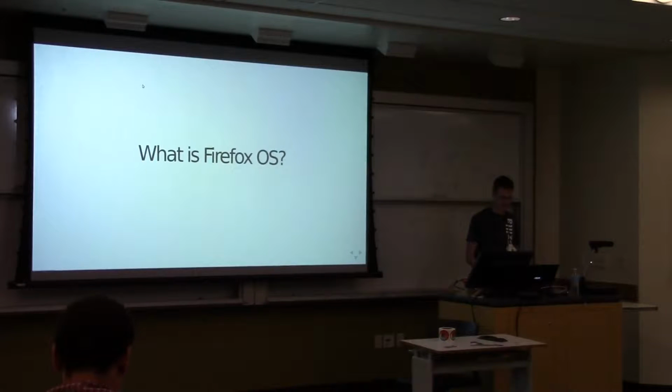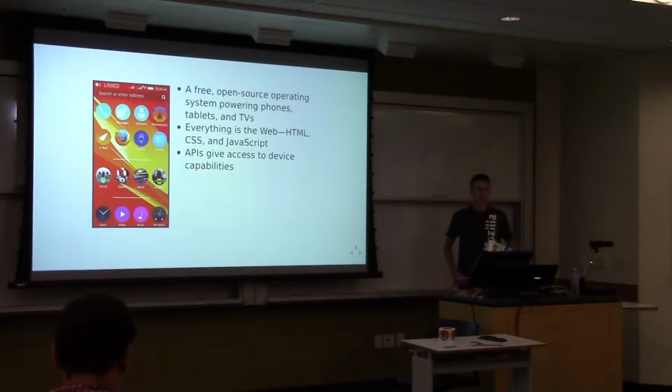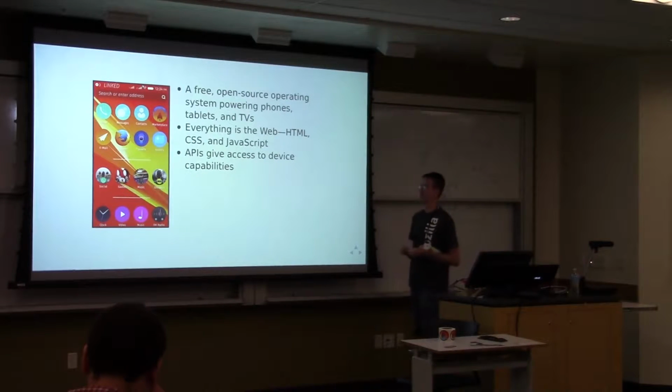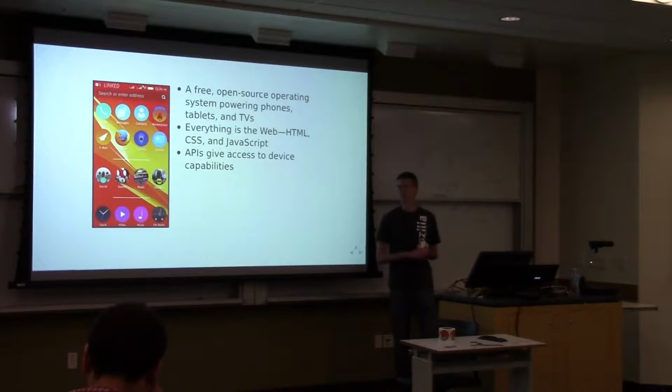So first of all, what is Firefox OS? It's an open source operating system that is running on phones and tablets, and even now TVs are coming up. Mozilla just made a deal with Panasonic, I think it was. Yeah. Earlier they announced it at CES this year. So there are going to be some TVs running this operating system. It's going to look a little different, but it's the same operating system.